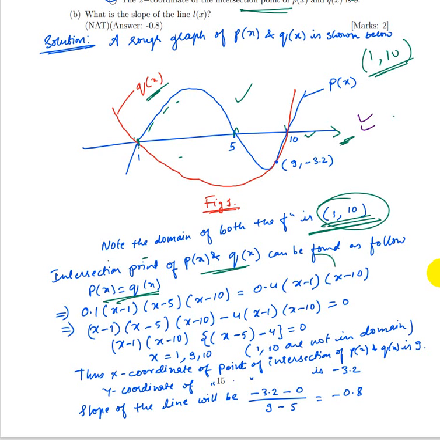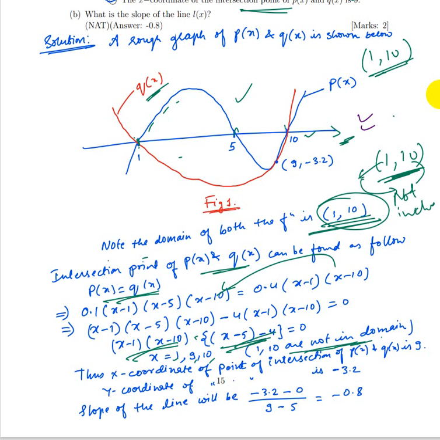They have not cancelled out. We'll take this out as common, and through all these calculations, they will first equate this. The answer would be 1, and from here we'll get 9, because 4 plus 5 is 9, and 10. And 1 and 10 are not in the domain, because the domain is the interval from 1 to 10. These are open intervals, so 1 and 10 both are not included.